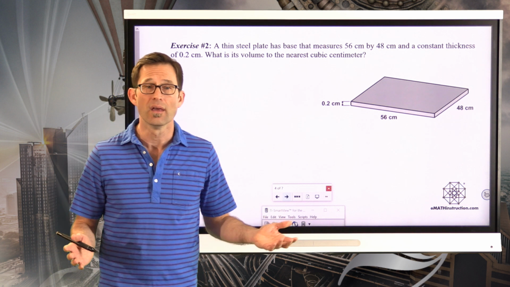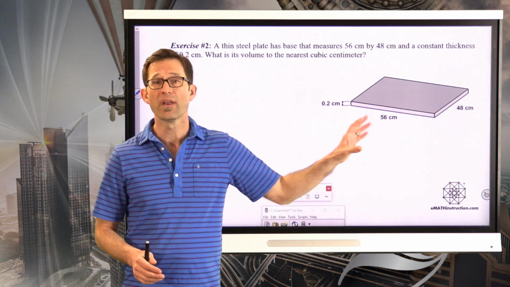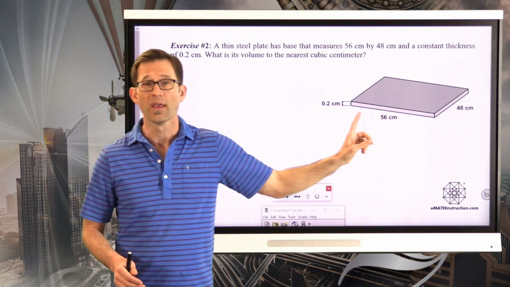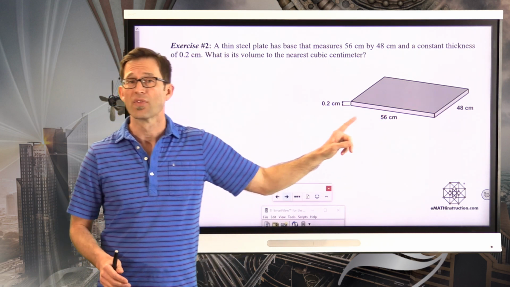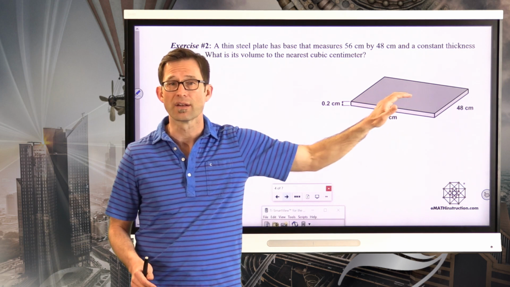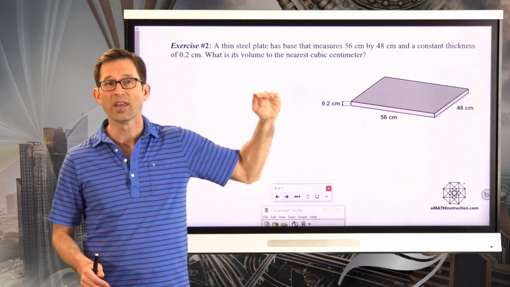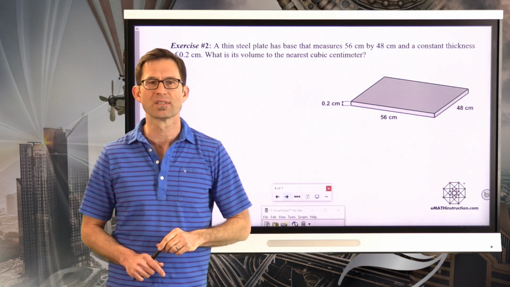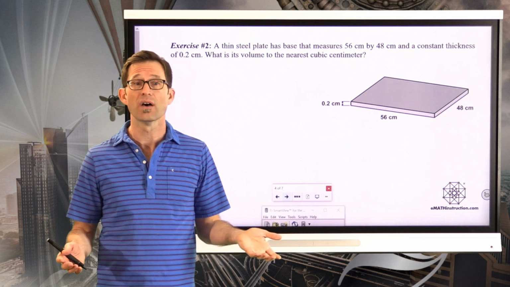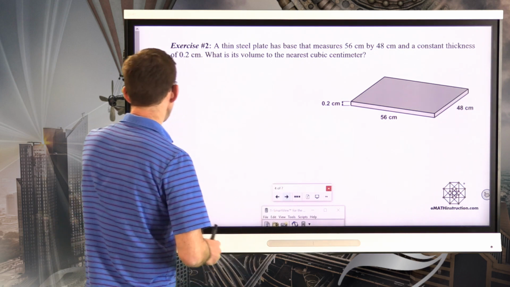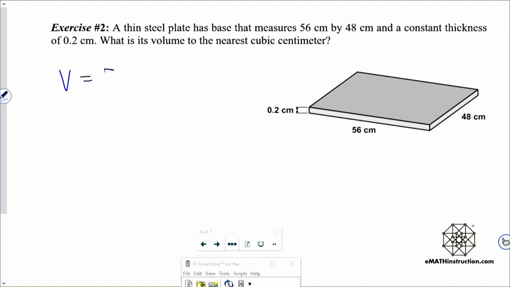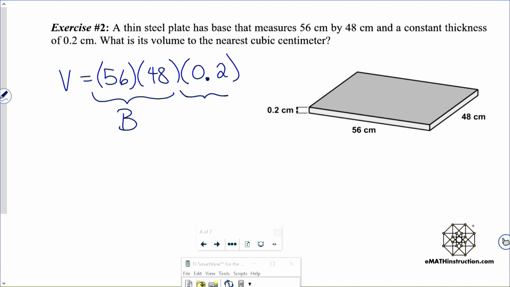All right, well again, it goes back to just this idea that the volume of any right rectangular prism is length times width times height. The length times the width gives me the area of the base, shaded darker here. The height gives me how many of those stacks I can have. I know that's a little bit weird because it's a decimal, but you could think about it as 2/10 of a stack. But at the end of the day, my volume is simply going to be 56 times 48, and that's really the area of the base, times 0.2, which is the height.